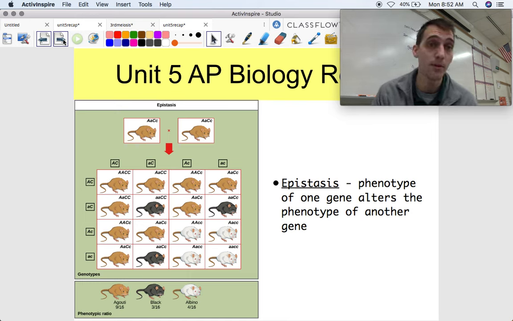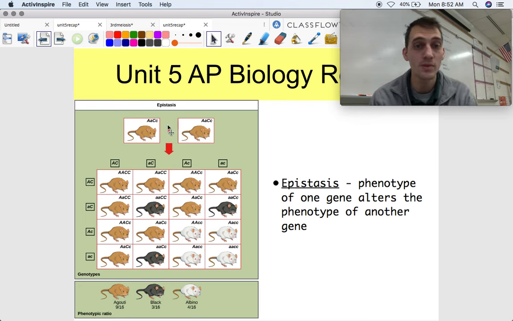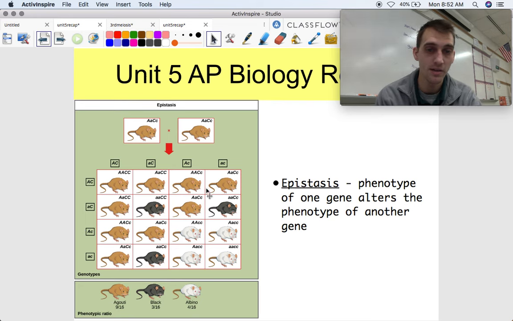Another example of when Punnett squares go wrong is epistasis, when the phenotype of one gene alters the phenotype of another gene. So check it out. I have a dihybrid cross between two brown mice here, okay, and we might be expecting the 9:3:3:1 ratio. Okay, check it out. The agouti, or the kind of brown mice here, that's in our 9, but we have 3 black mice and 4 albino mice.